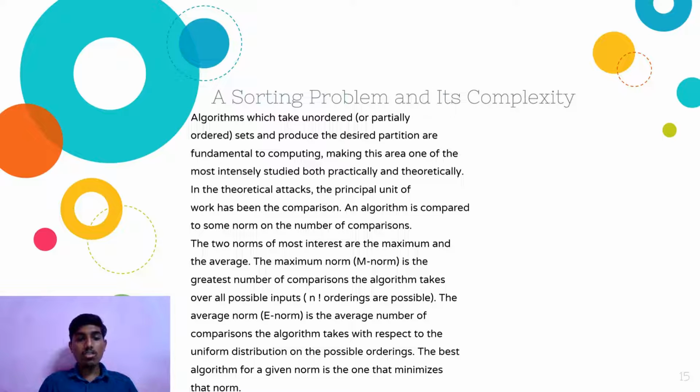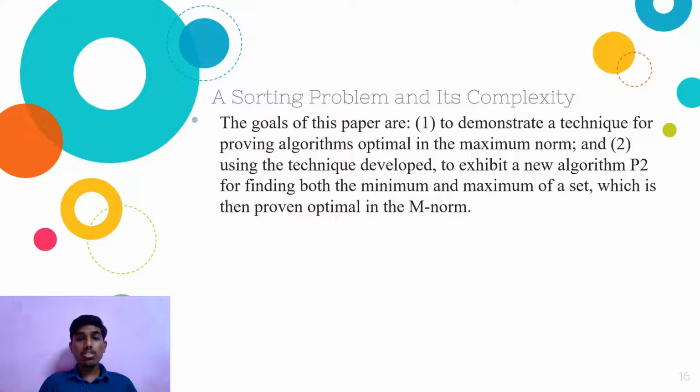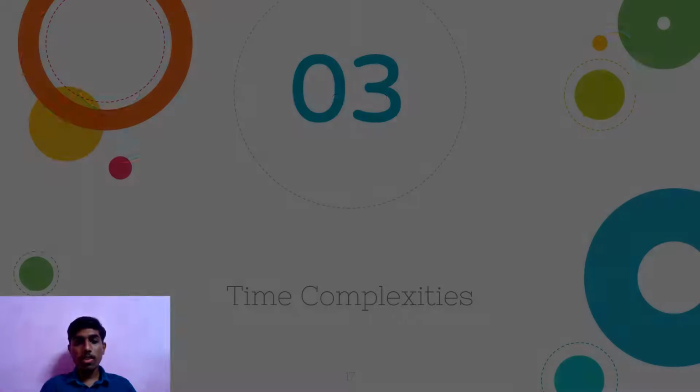The average norm is the average number of comparisons the algorithm takes with respect to the uniform distribution of the possible orderings. The best algorithm for a given norm is the one that minimizes that norm. The goal here is to demonstrate a technique for providing algorithms optimal in the maximum norm, and using the technique developed to exhibit a new algorithm for finding both the minimum and maximum of a set, which is then proven optimal in the maximum norm.